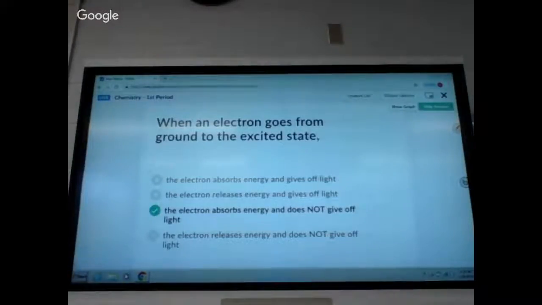All right. So we absorb energy and we do not give off light. We only give off light when we do what? When we go down from the excited to the ground state.